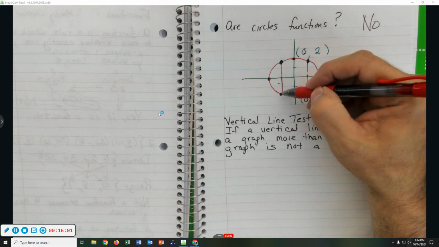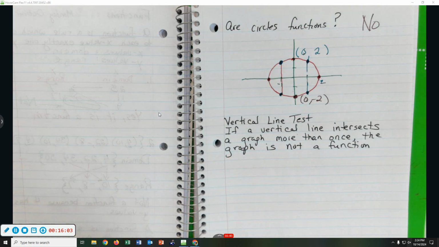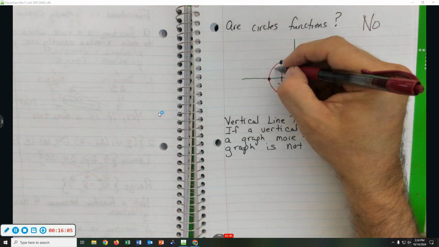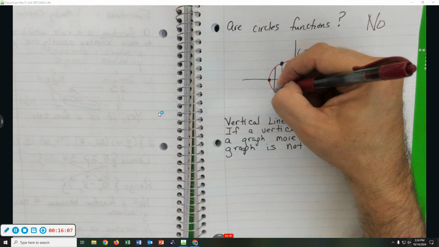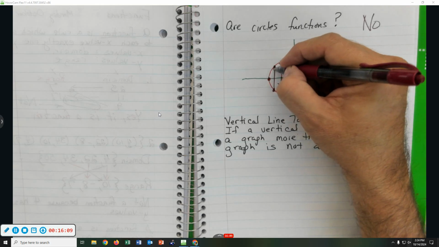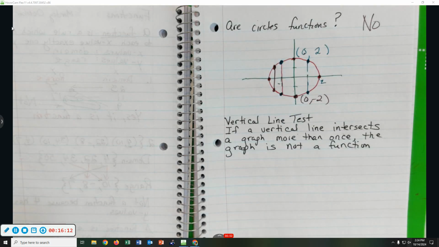There are two ordered pairs with the same x value. I can draw this line right here, this vertical line. Here are two ordered pairs with the same x values. Okay? Look at the next homework problem.